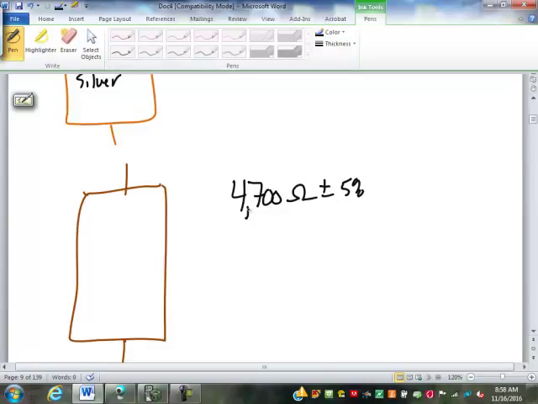Okay, so here, the first number is going to be a 4, which is yellow. Then it's 7, which is violet. Viking colors. And then 2 for 2 zeros, which is red. And then tolerance, gold. Any questions on those?